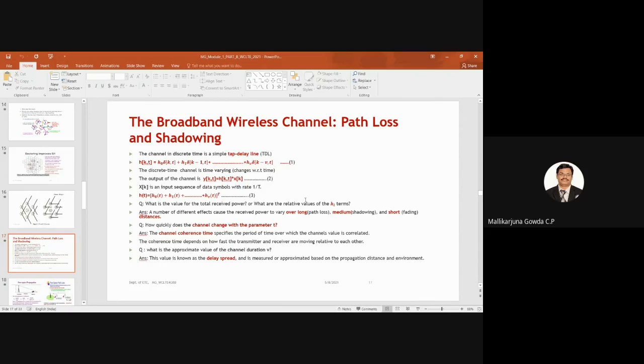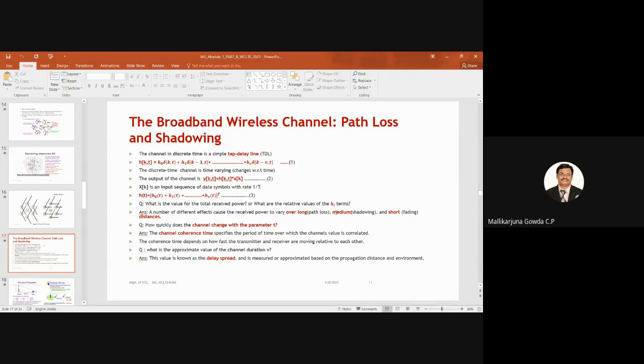So here I have just taken three questions to understand why I should study this broadband wireless channel, and other effects like path loss and shadowing and so many other things. The first thing is, what is the value for the total received power? Here I said h0, h1 and so on, right? Or in other words, what are the relative values of the hi terms? So hi is the channel gain, h suffix i, where i is equal to 1 to N. So what are the values of that hi?